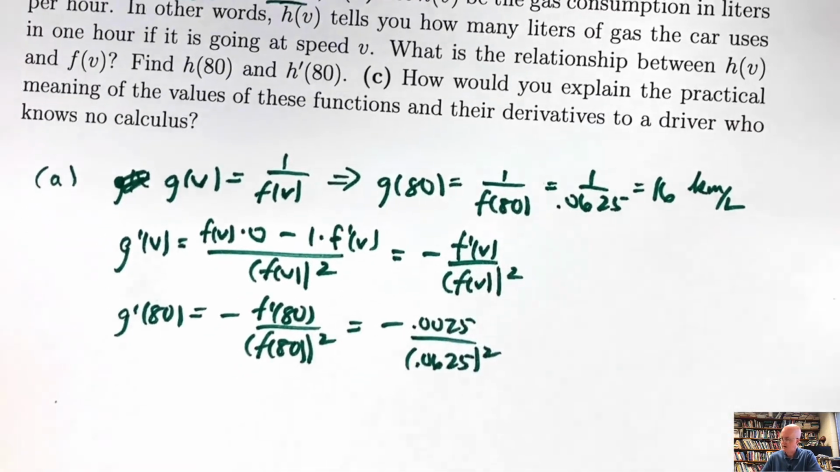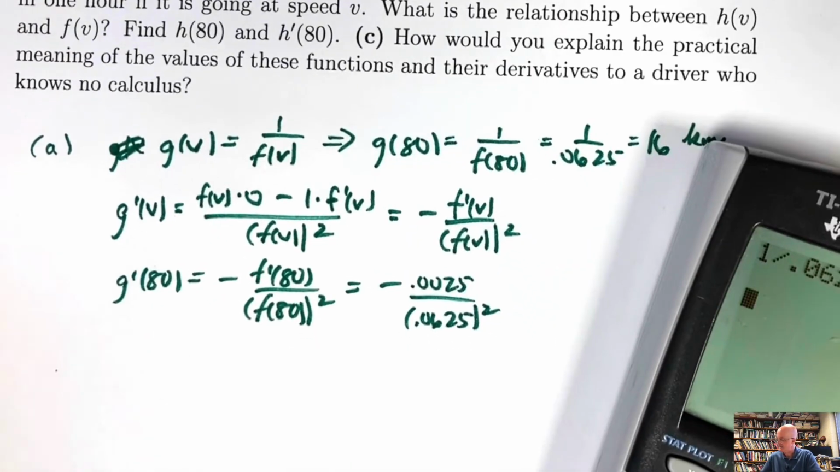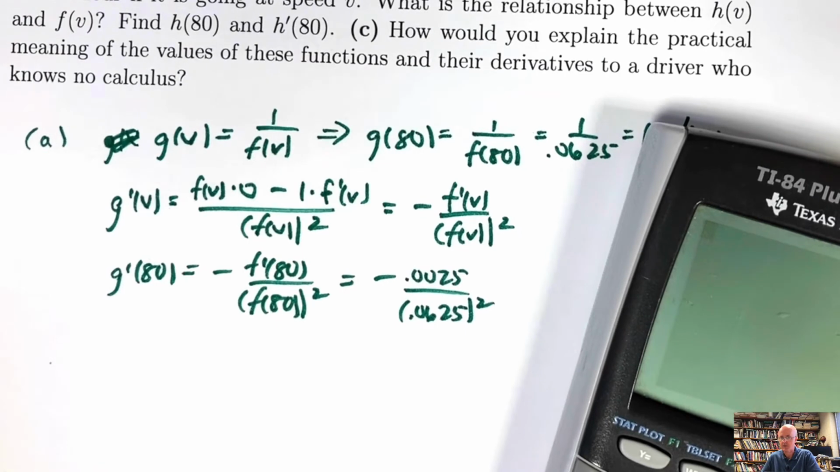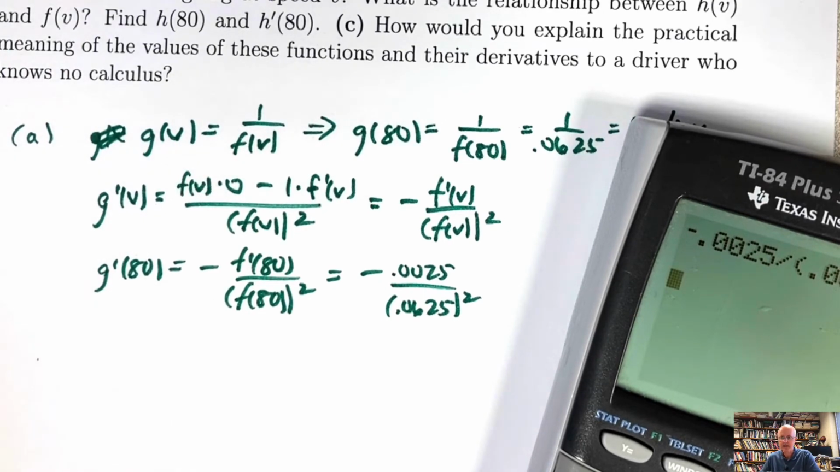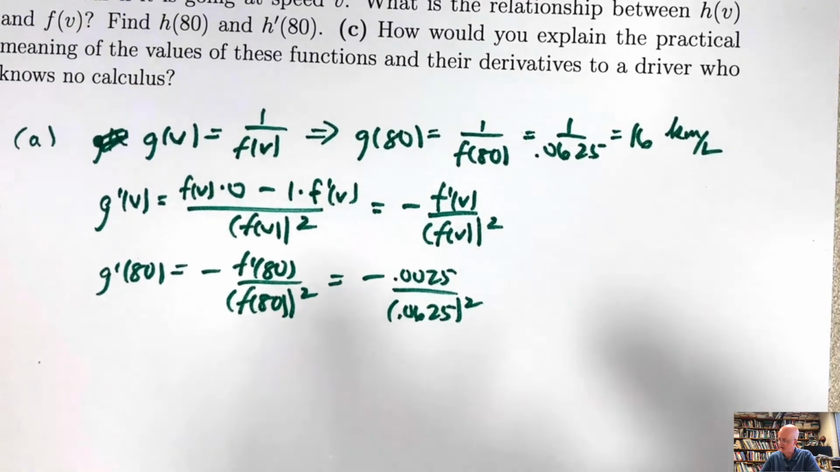That needs to be squared. Ultimately, this is the same as multiplying by 16 squared when you divide by 0.0625 squared, but I'll type it in as it is. Negative 0.0025 divided by 0.0625 squared. Probably should have kept that inside the parentheses. Negative 0.64 if I've not made a mistake.